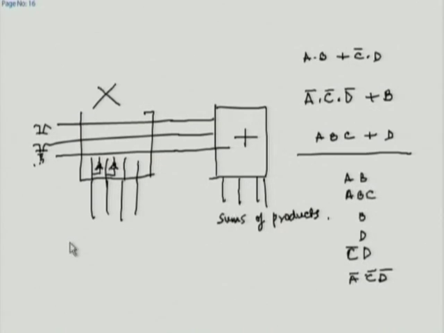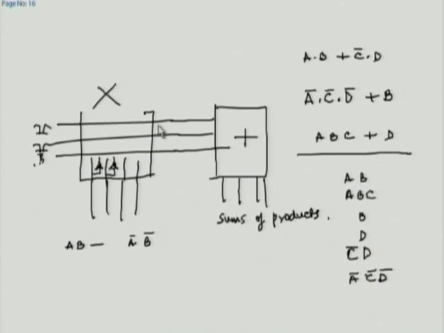For example, for A B, connect the A bar B bar gated NMOS to the output. For this A bar and B bar and C bar, this only B bar, this only D bar, this C and D bar. So it will become C bar dot D, and this A, C and D. So it will become A bar dot C bar dot D bar.